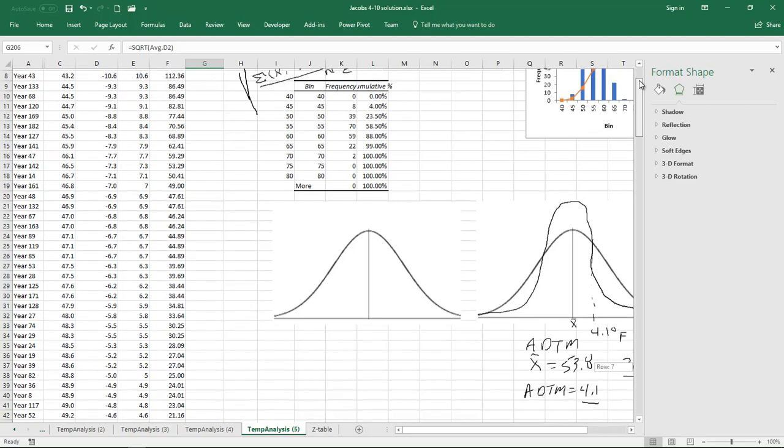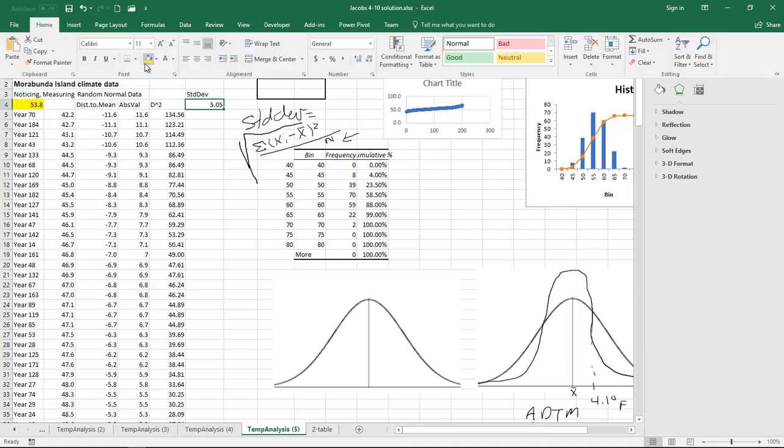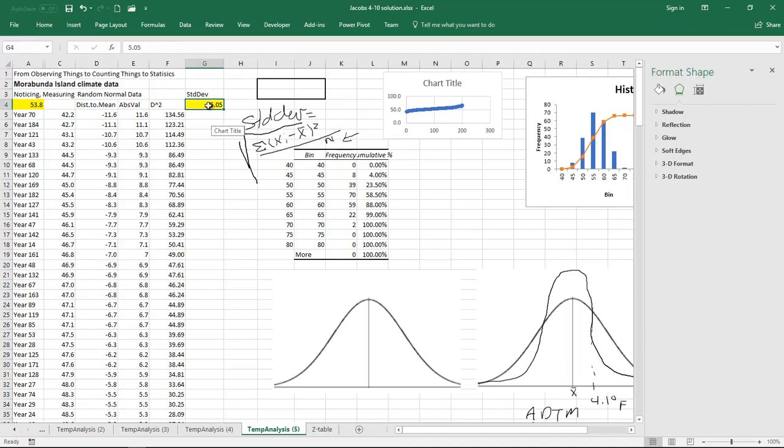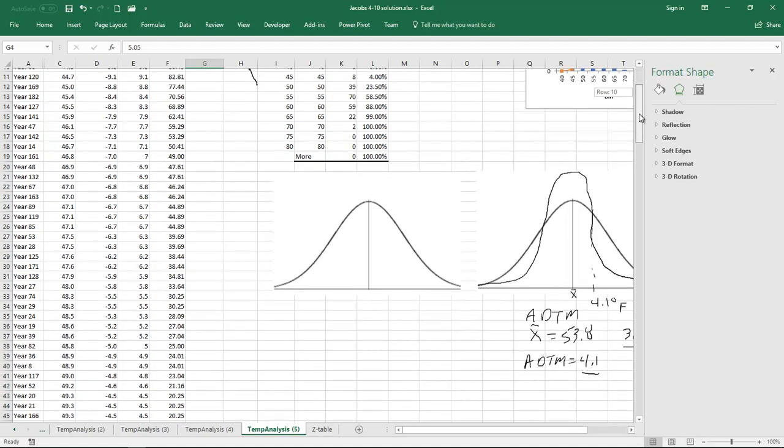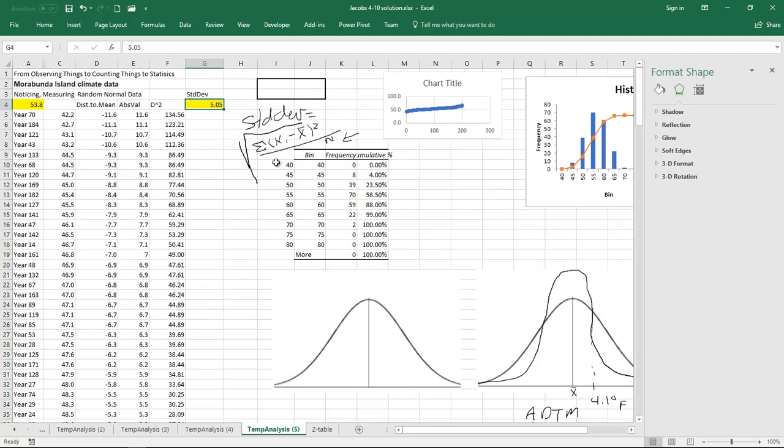Let's come back up here. So 5.05 is the actual standard deviation. Is this below it? And we're going to paint it yellow. Okay. Now what was our other number? Our other number was 4.1. The average distance to the mean was 4.1.